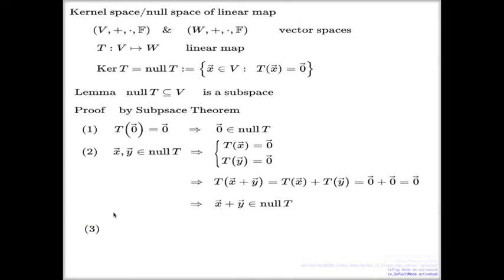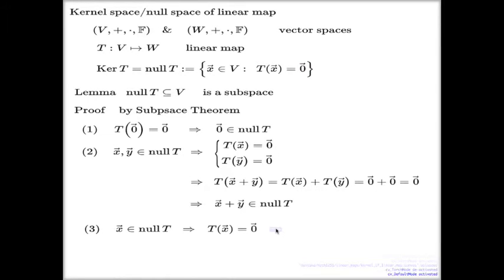The last thing which you need to check, which is a part of a subspace theorem, is that if I take an element in my null space, I need to show that if I scale this element with any possible scalar, the result will also be in the null space. Again, first I interpret what it means to be in a null space. This is the interpretation. I just copied it here. T of x is 0.